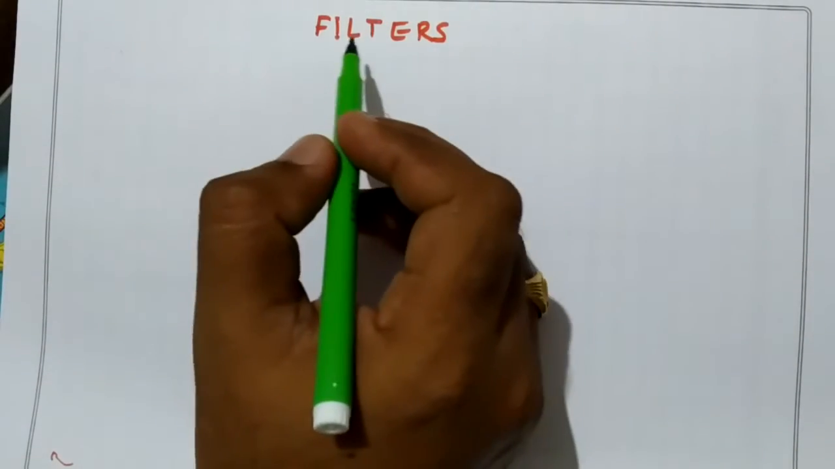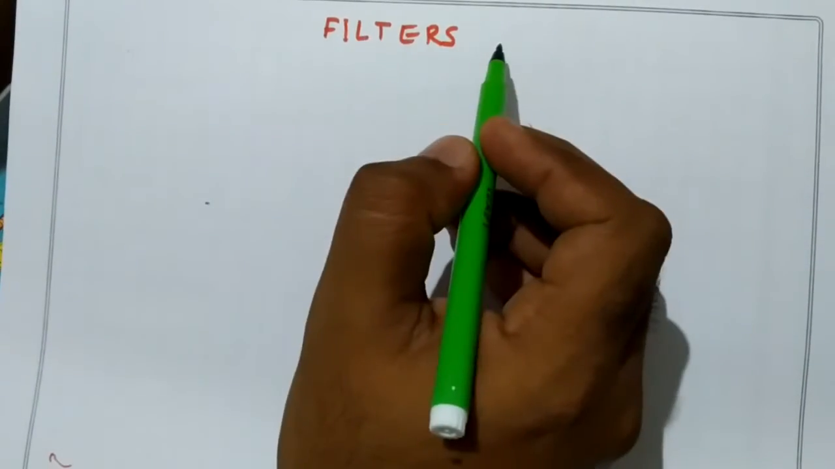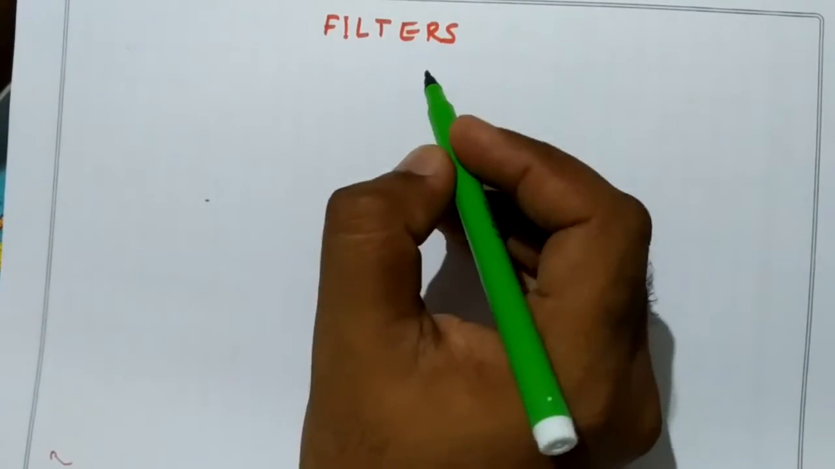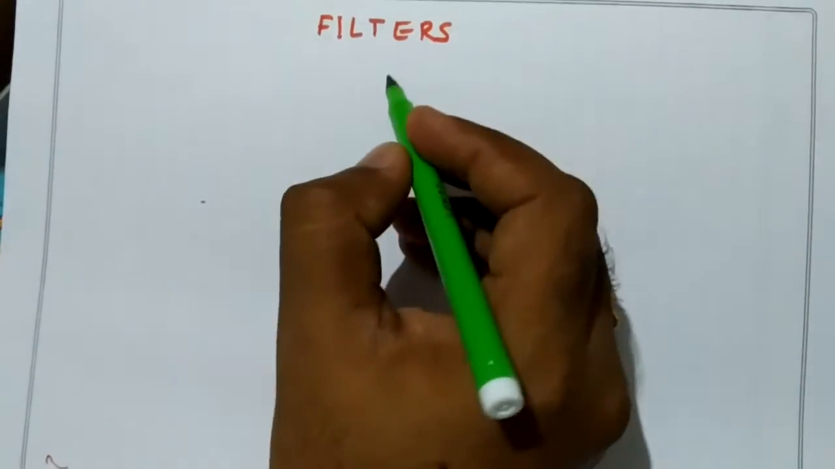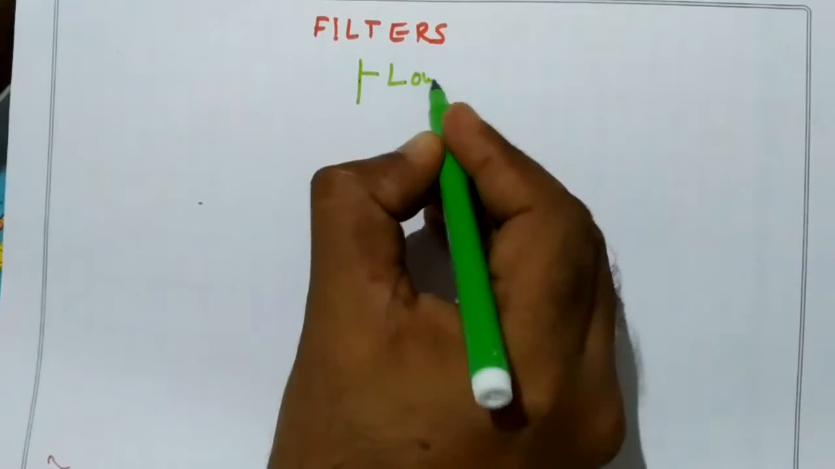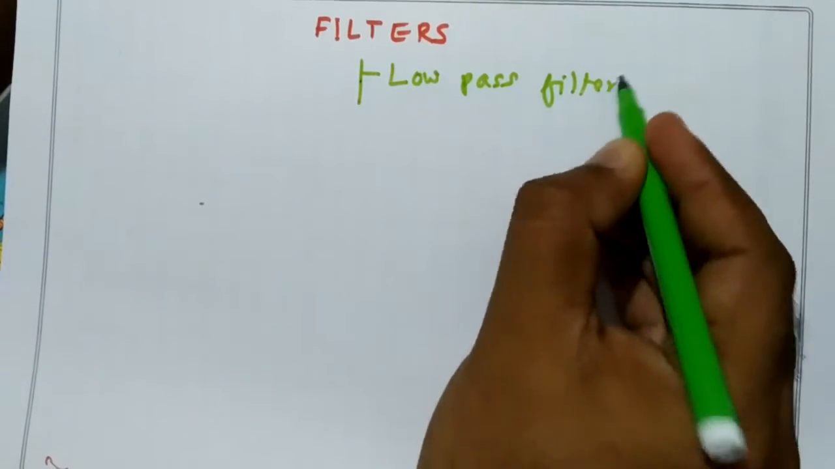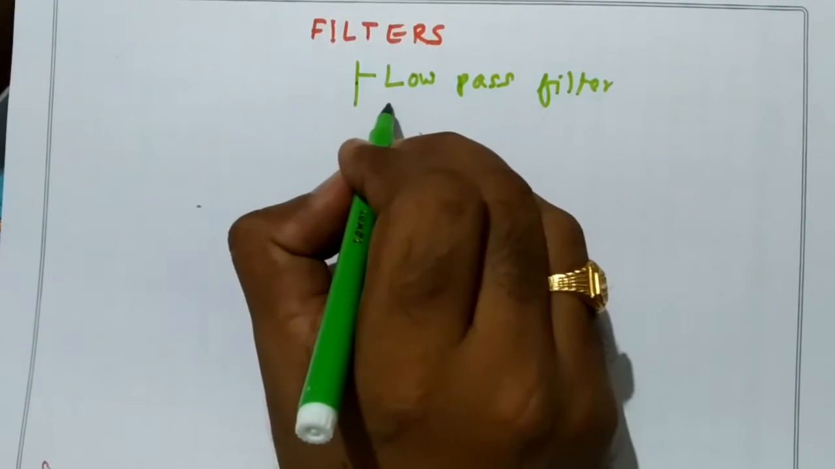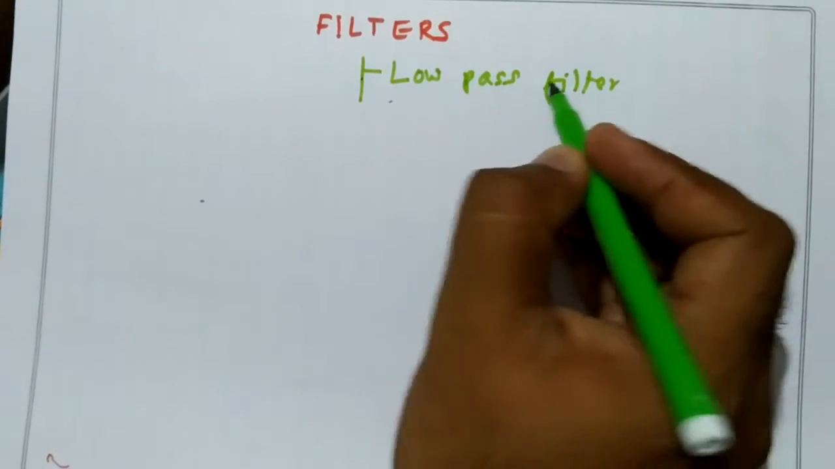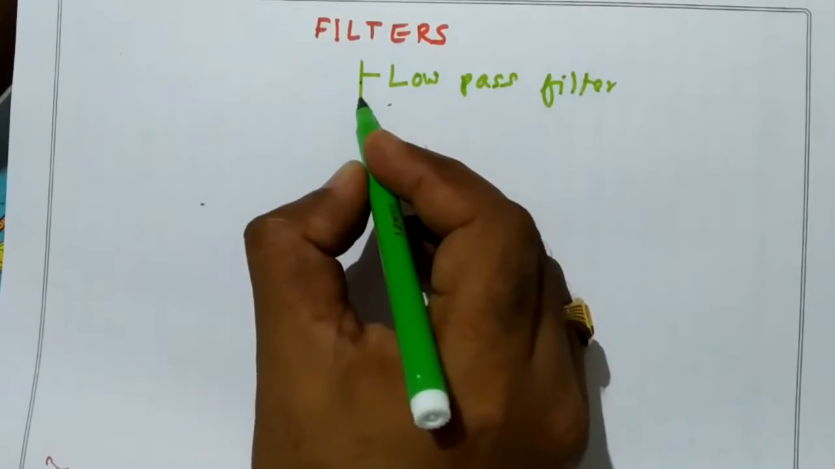Filters are the circuits which remove the unwanted signals from many signals. There are different types of filters as far as frequency is concerned. One is called a low pass filter, which allows only a set of low frequencies and blocks higher frequencies. This is called a low pass filter.